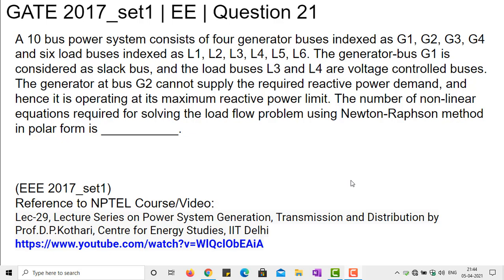The question is, a 10-bus power system consists of 4 generator buses indexed as G1, G2, G3, G4 and 6 load buses indexed as L1, L2, L3, L4, L5, L6. The generator bus G1 is considered as slack bus and the load buses L3 and L4 are voltage controlled buses. The generator at bus 2 cannot supply the required reactive power demand and hence it is operating at its maximum reactive power limit. The number of non-linear equations required for solving the load flow problem using Newton-Raphson method in polar form is.